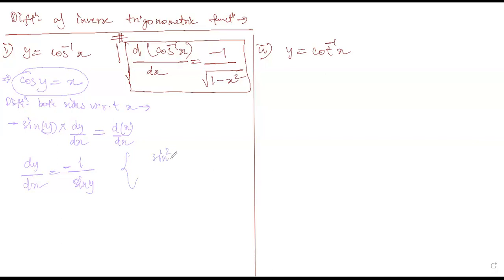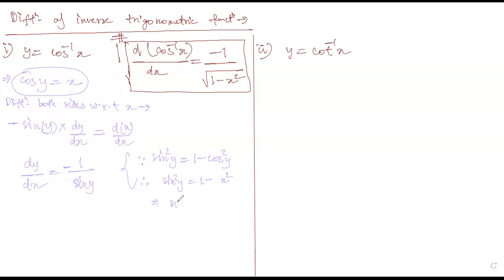or rather just write it like this, sine square y is equals to 1 minus cos square y. Correct me if I'm wrong anywhere. You can write sine square y plus cos square y is equals to 1, right? So sine square y can be written as 1 minus cos square y. So sine square y will be 1 minus x square, because cos y is equals to x.